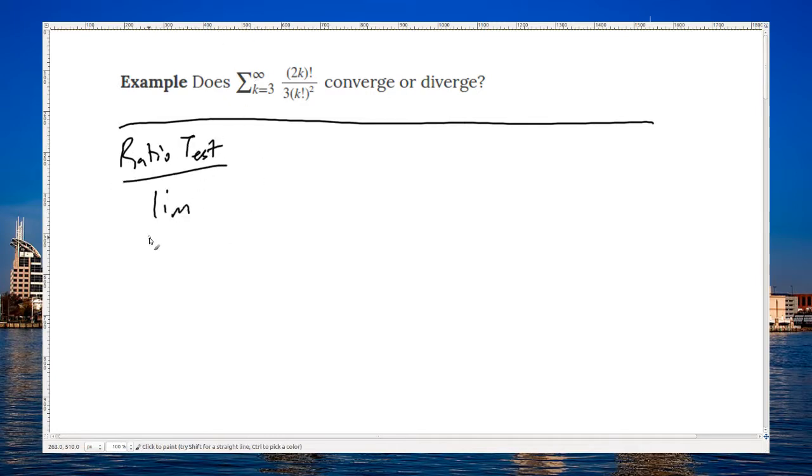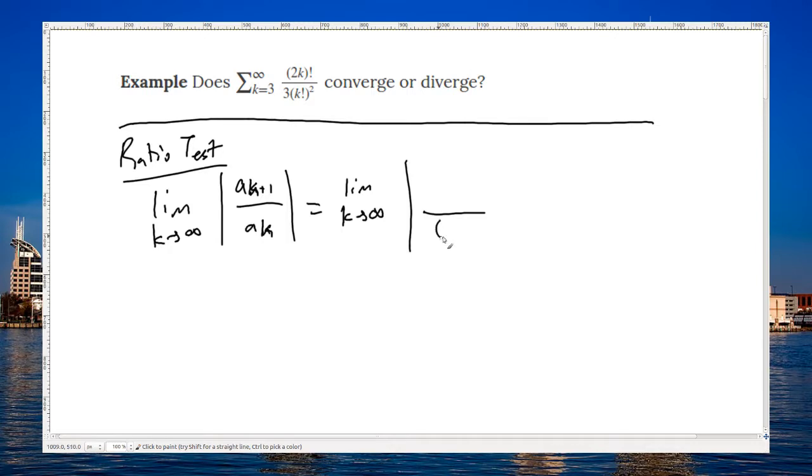So the ratio test says I'm going to take the limit as k goes to infinity of a_(n+1) divided by a_n. I'm sorry, we're using k's instead of n's in this problem. All that really matters is that I rewrite the sequence on the bottom, the kth term, and then on the top I do the same thing, but I add 1 to all my k's. And use parentheses liberally when you're doing this. Every time you see a k, replace it with k plus 1 in parentheses.